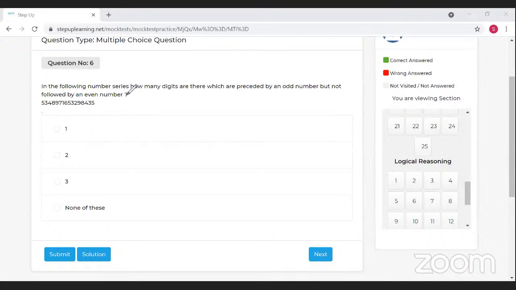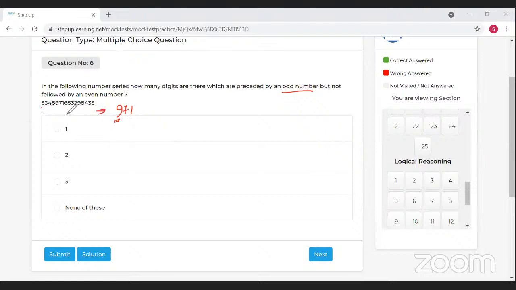So in this one, in the following number series, how many digits are there which are preceded by an odd number but not followed by an even number? So this is preceded by an odd number followed by even number, but it should not be the case. Preceded by an odd number. So this one, 971 will be one case, preceded by odd number but not followed by an even number. So this is one such case.